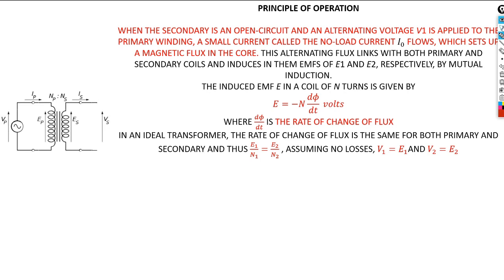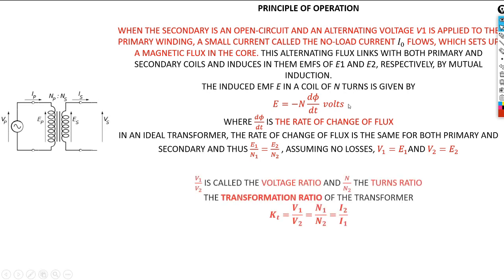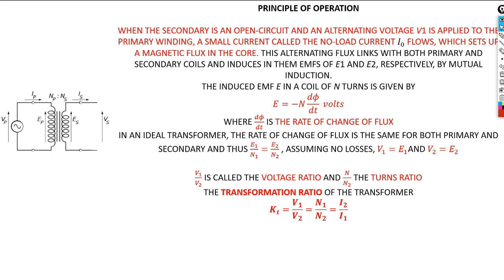Okay? But one thing that we need to write down as well is that V1 over V2 is called the voltage ratio. N1 over N2 is called the turns ratio. But as we're going to be more focused on the transformation ratio of the transformer, which is called the K ratio, the K ratio is always going to be given by this. So you should really be used to this, okay? Because we know V1 over V2 is the same as N1 over N2, and then I2 over I1. Okay, so where does this I2 over I1 come from?